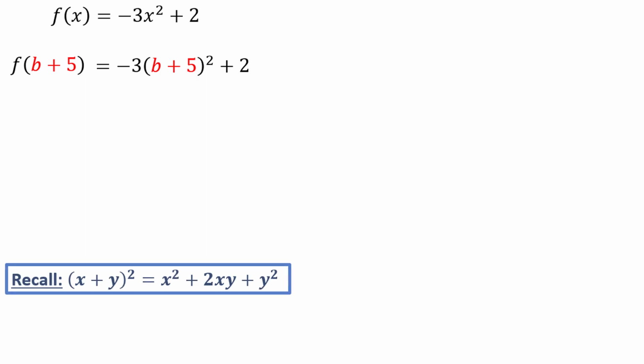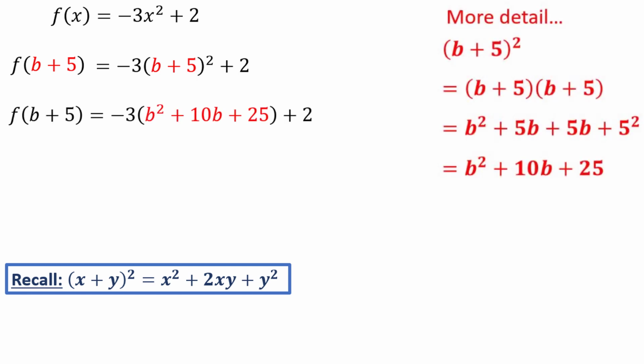Remember that (x plus y) squared is just x squared plus 2xy plus y squared if you were to FOIL it out. We can simplify (b plus 5) squared using this formula to get b squared plus 5b twice, which is just 10b, plus 5 squared, which is 25, all in parentheses, plus 2.